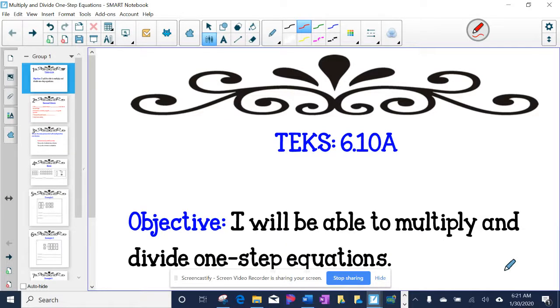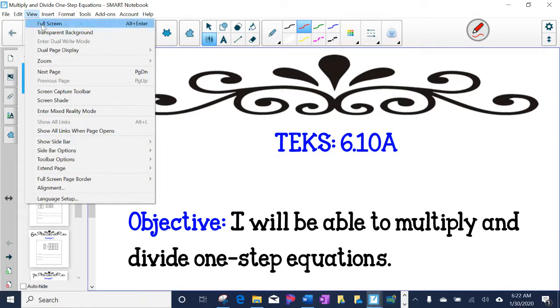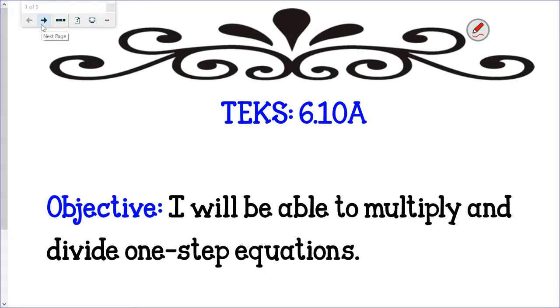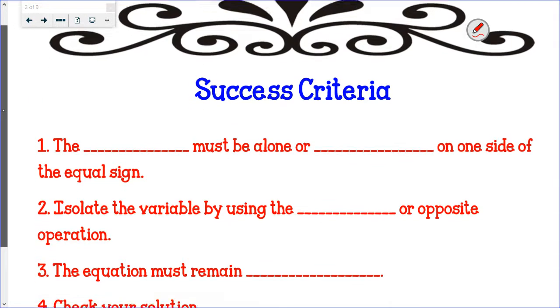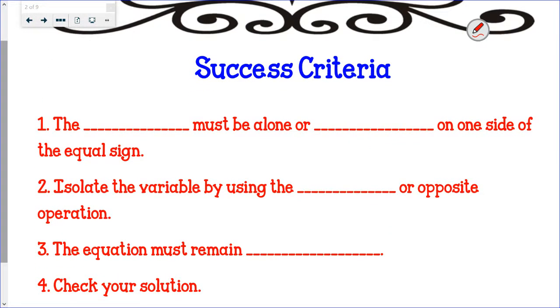Hi, class. All right, we're still working with equations. We're still doing 6.10a. And our objective today: I will be able to multiply and divide one-step equations. Okay, your success criteria is going to be the same as when you add and subtract one-step equations.